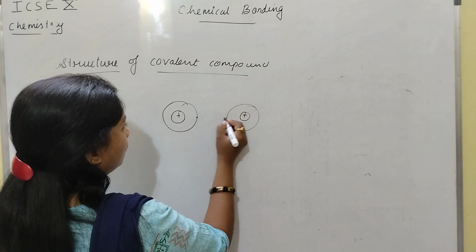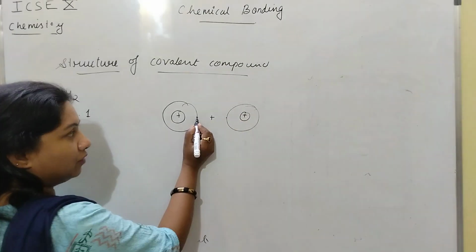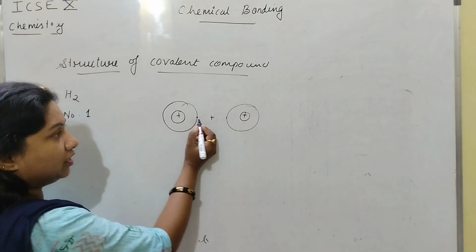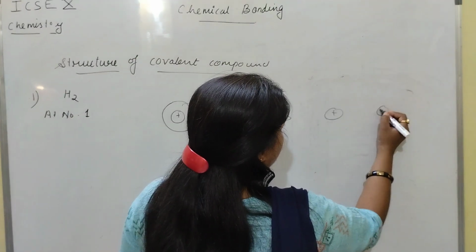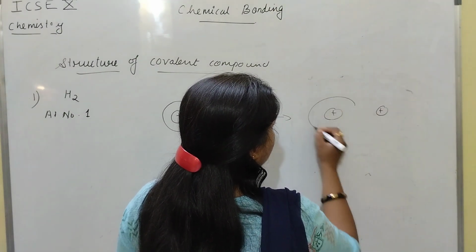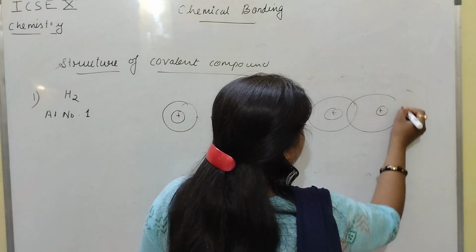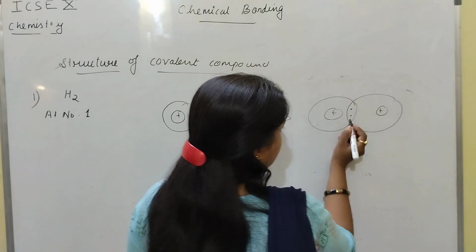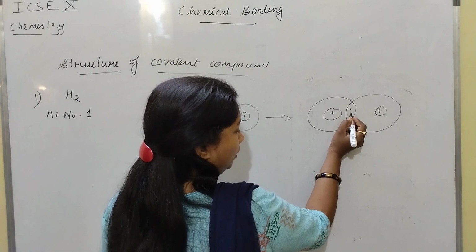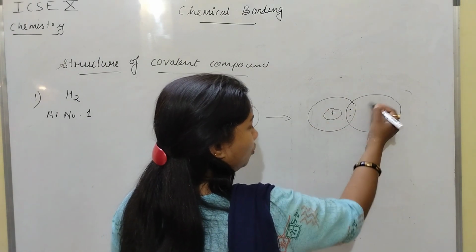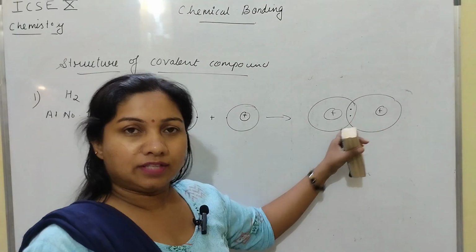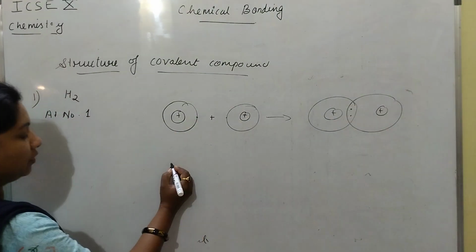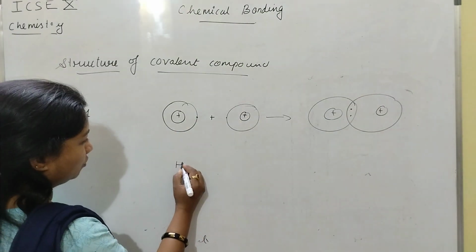This is the structure before combination. This is the one electron present in the valence shell, and after combining we get this type of arrangement. So these two electrons belong to both the hydrogen atoms, and it is stable now. We'll make the Lewis dot structure also.